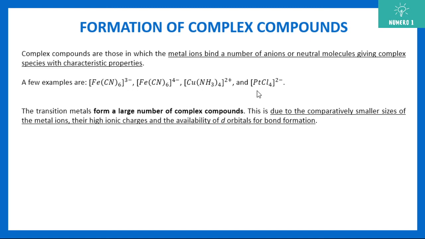Okay, so transition elements form a large number of complex compounds. Why? The reason is the comparatively smaller size of the metal ion and high ionic charges, that is, up to +7 it can go. We saw iron here is +3, iron here is +2, copper is +2, Pt is +2, so high ionic charges are there. The other reason is the availability of d orbitals for bond formation. That is what I was telling, that all these ligands will give electrons in the empty d orbitals of these ions.